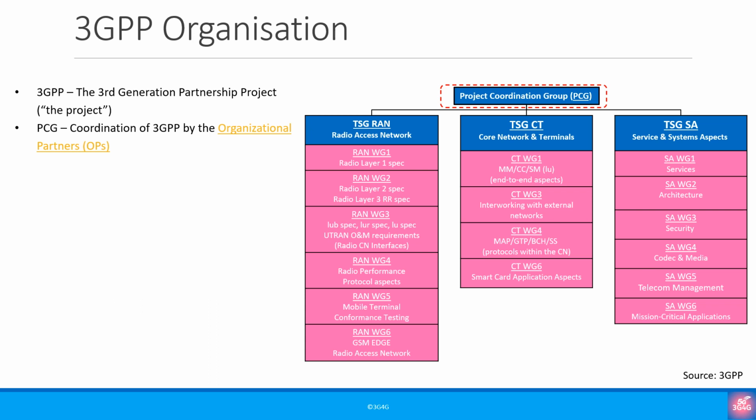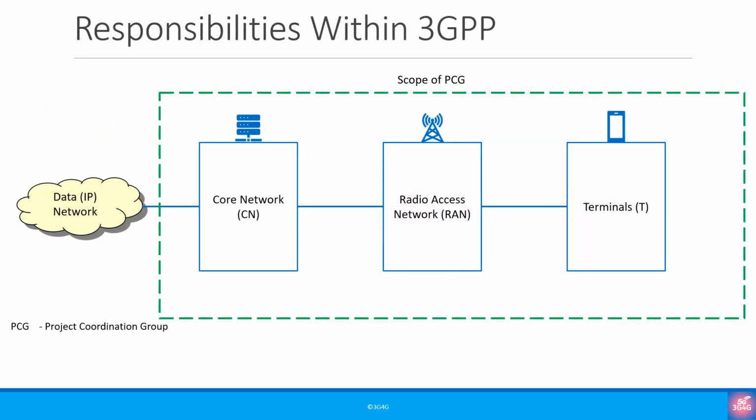The PCG is responsible for the overall time frame and management of technical work to ensure that the 3GPP specifications are produced in a timely manner as required by the marketplace, according to the principles and rules contained in the project reference documentation. We can show the scope of the PCG as covering core networks, RAN and terminals. The PCG is responsible for the appointment of chairs for the PCG as well as the Technical Specification Groups or TSGs.